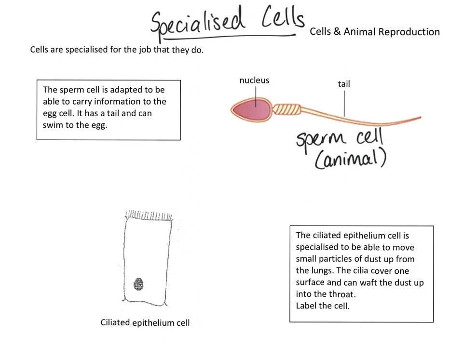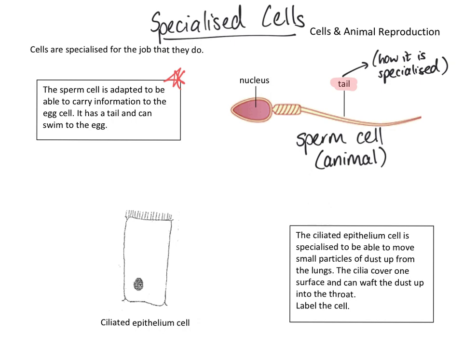So that's its job. And how it's specialised to do that is that it has this long tail to help it swim to the egg. So if you were asked how is it specialised, what adaptation it has, you would say that it has a tail to help it swim to the egg. So you might want to add that to your notes. So the job is swim to the egg, to fertilise it, to pass on the genetic information. How it's specialised is that it's got this tail to help it swim. So the information in that box is really key for you to learn.